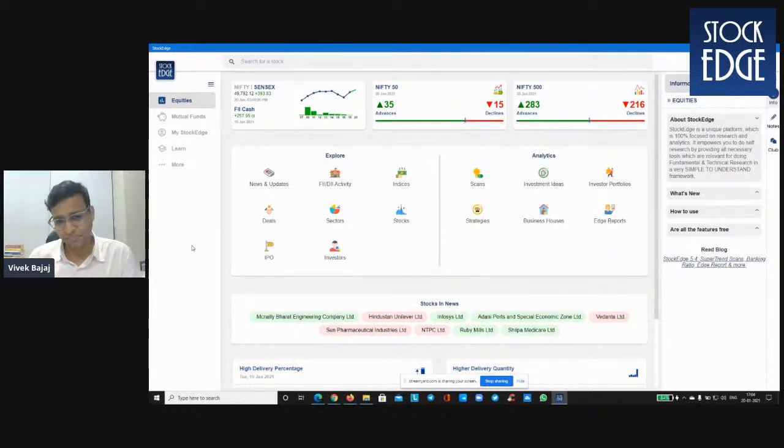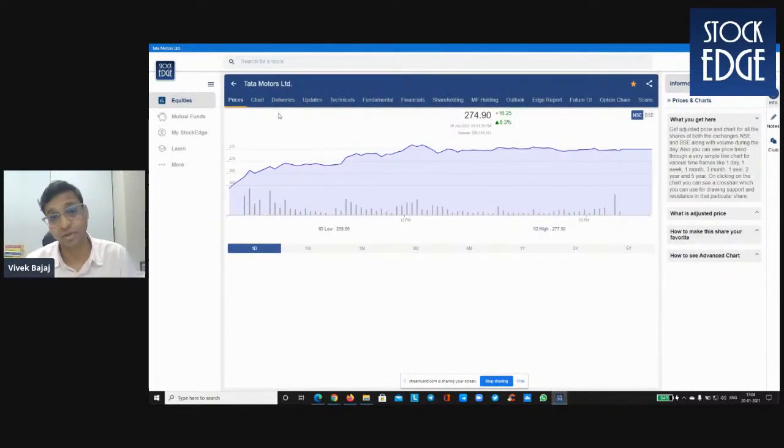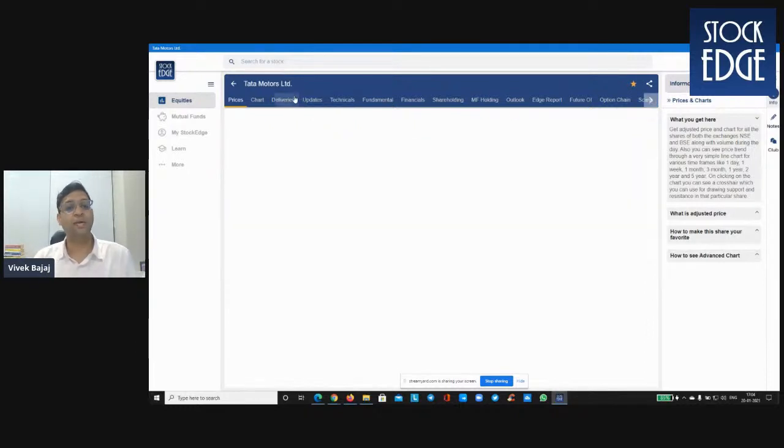So let's take an example of any stock, say Tata Motors. Okay, it's a very interesting stock. Amazing movement this stock has shown. Now let us try to analyze and see if for the last 3 month delivery we were able to track what is happening in Tata Motors.